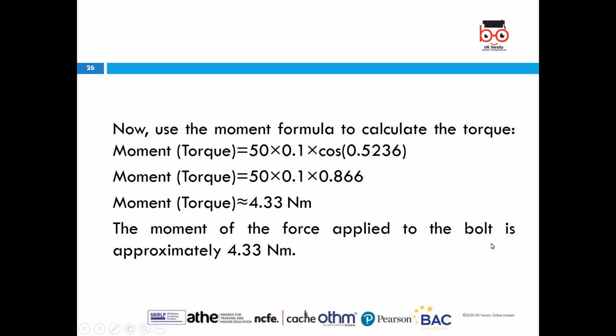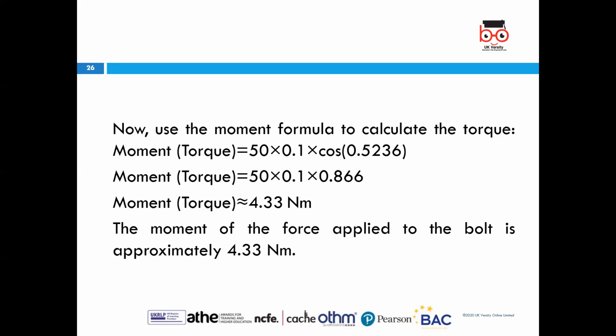0.5236 radians. Now when we use the moment formula to calculate the torque, moment is equal to 50 times 0.1 times cos 0.5236, which is in radians, or you can also use cos theta in terms of degrees, which is cos 30. So it becomes 50 times 0.1 times 0.866, and the moment, torque, is equal to 4.33 Newton meters. So the moment of the force applied to the bolt is approximately 4.33 Newton meters. This is how we have got the calculation.